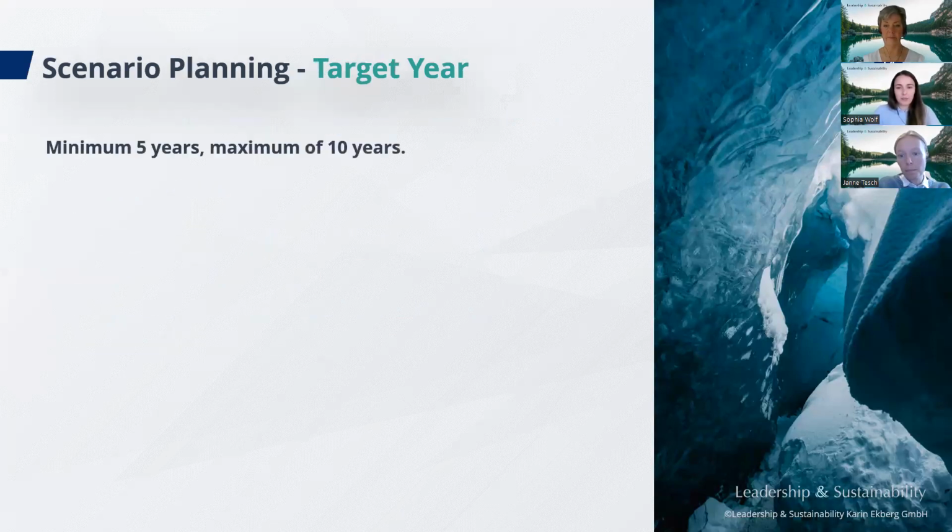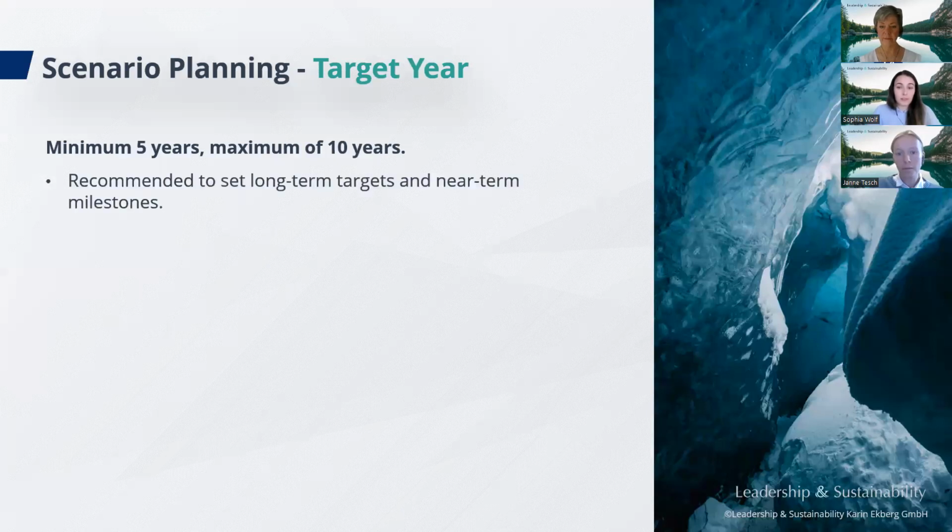Then secondly, it's important to set a target year, and setting a minimum of 5 years and a maximum of 10 years for achieving emission reduction targets is a recommended approach. And it's recommended to formulate both long-term and near-term milestones.